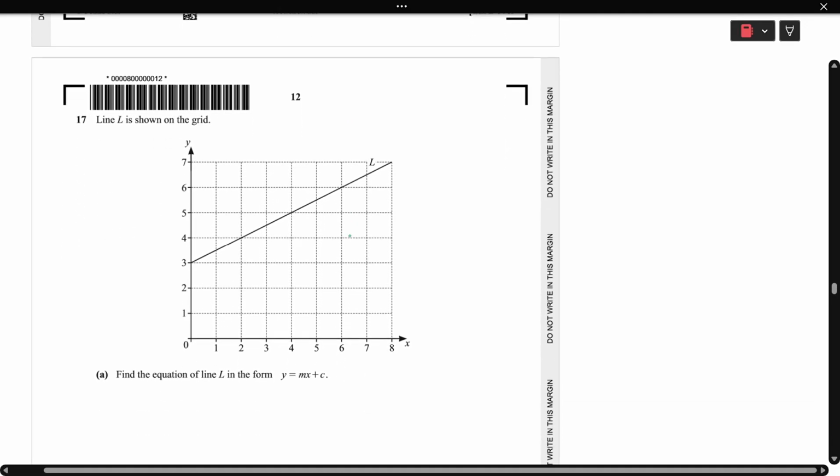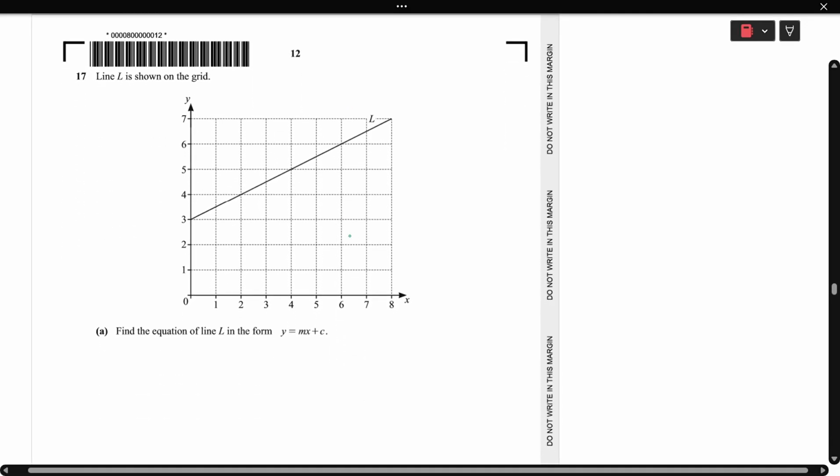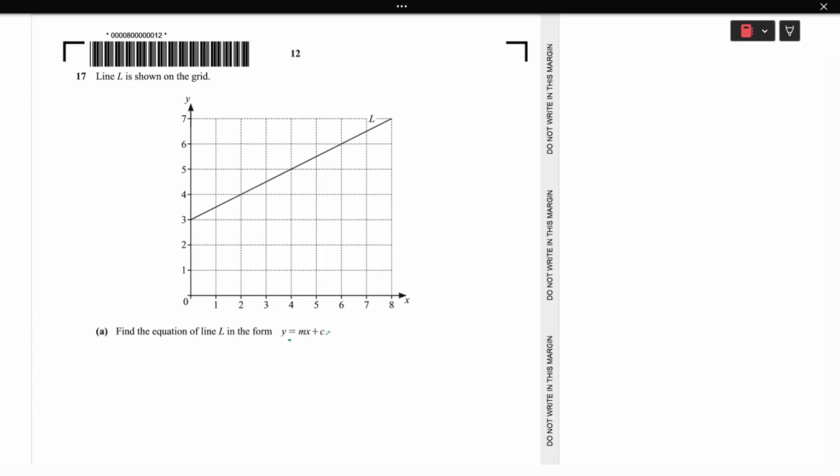Okay, next question 17. There is a straight line, so we need to find the line equation of this line. So line equation y equal to mx plus c. The c is going to be the y-intercept point because the line is crossing at 3. So first we'll write y equal to mx plus 3. We can put 3 instead of c because the line is passing through the y-axis at 3. So this is what we call the y-intercept point.